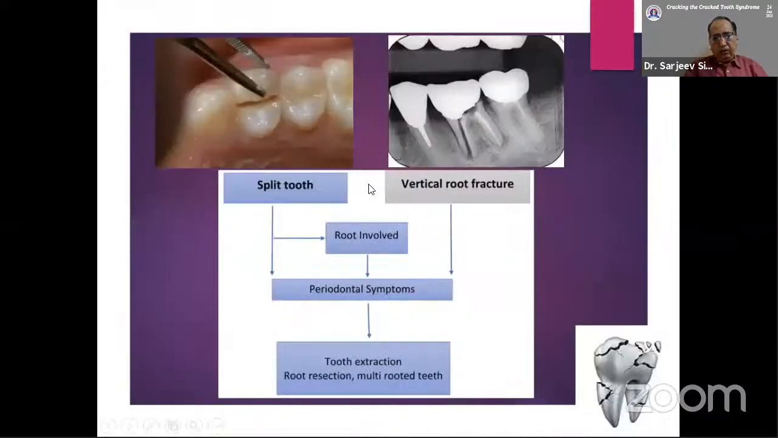And coming to the root involved tooth, there's a split tooth and a vertical root fracture. If the root is involved, there will be a periodontal cyst, there will be a pocket, there will be a sinus tract formation, there will be a halo radiolucency. Basically, these teeth have got a very poor prognosis.